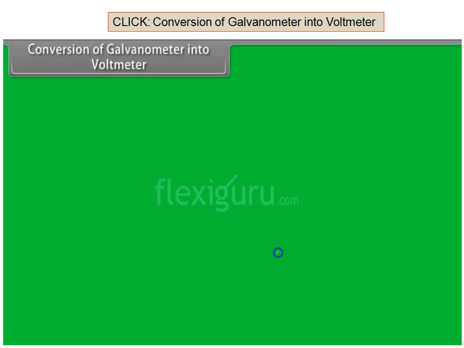Now I am showing you a video clip of how you will convert the galvanometer into a voltmeter.